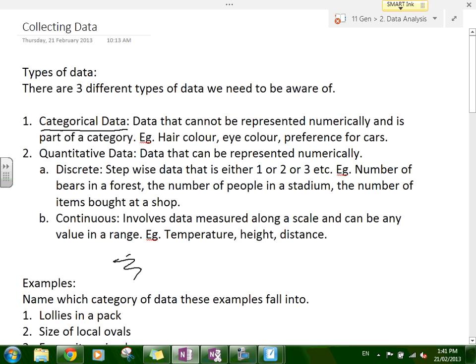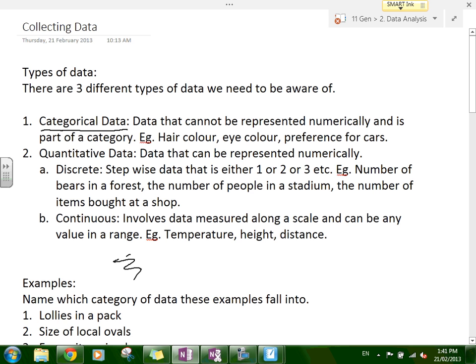So categorical data, you can't represent with a number. So it's things like what music is. It's surveying a favorite band. You can't say that this is one, this is two, this is three. It's just is this band or is that band, is this category or that category. Can't put a number, can't really measure it. It's just either brown hair or blonde hair or red hair or black hair or whatever it is. Your preference for cars, eye color, anything like that, it's all simply a matter of a category. Okay, so that's the first one.